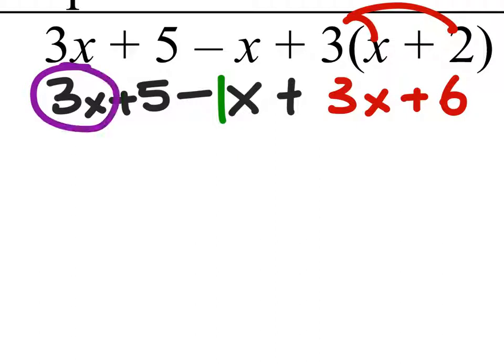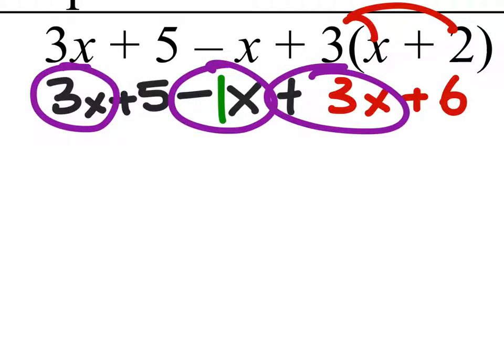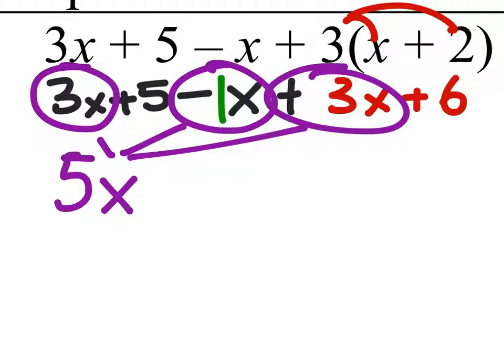So, if you had 3 turtles, and then you ate this turtle, and then you had 3 more turtles, how many turtles would you have left? You'd have 5 turtles. No, they're not ninja turtles. I don't think you could kill those turtles. They're mutants. Okay?